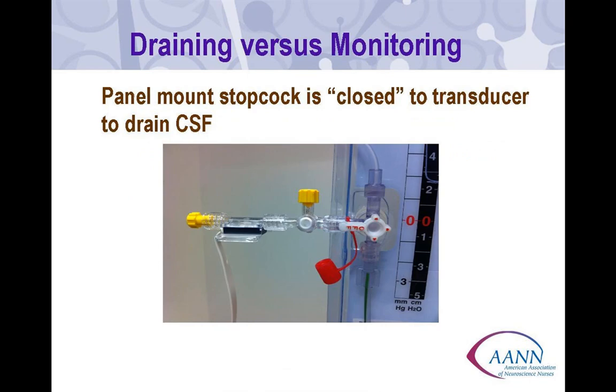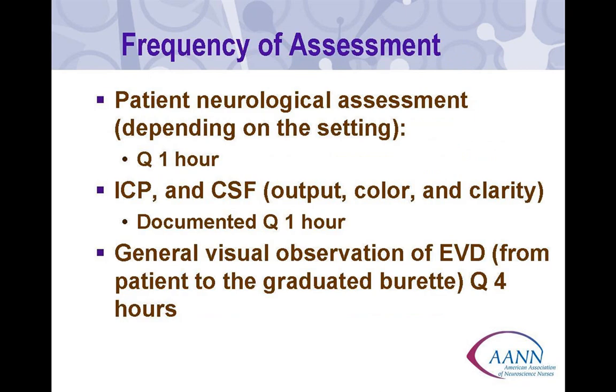The frequency of assessment really depends on the setting. In the intensive care unit, it's usually Q1 hour. ICP and CSF output, color and clarity are documented every hour. And then just general visual observation of an EVD from the patient to the graduated burette is on a Q4 hour basis. And it's just so that we're hypervigilant about the device. Next slide.